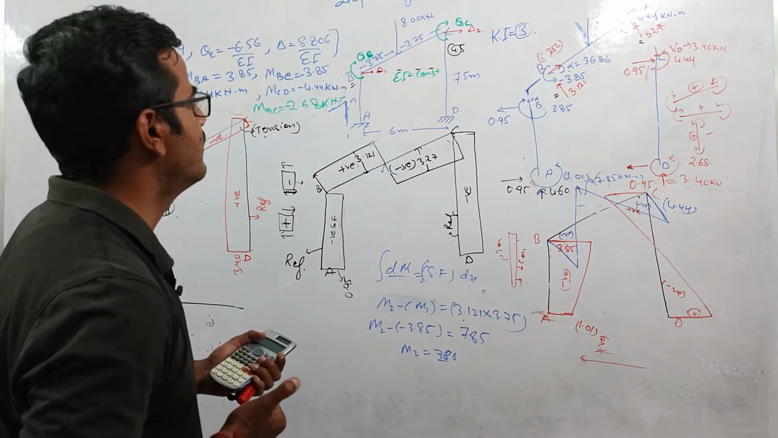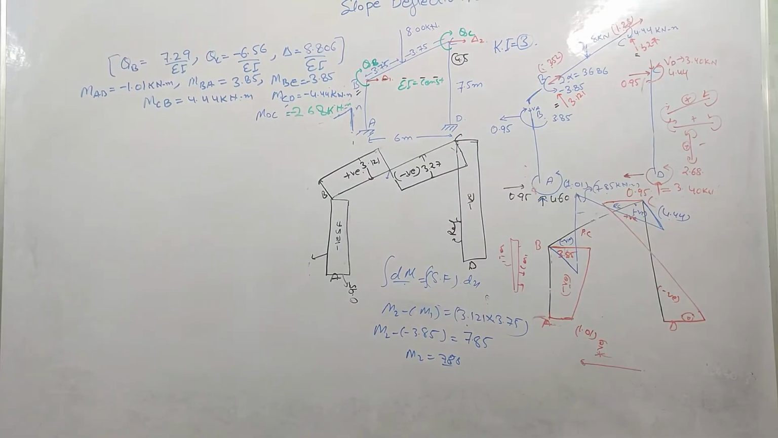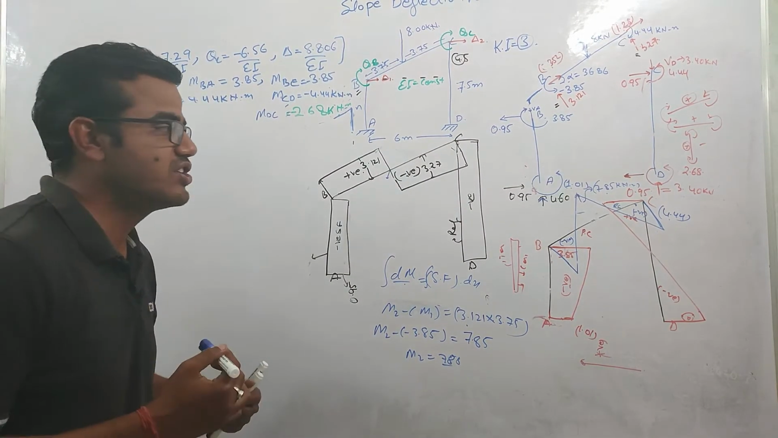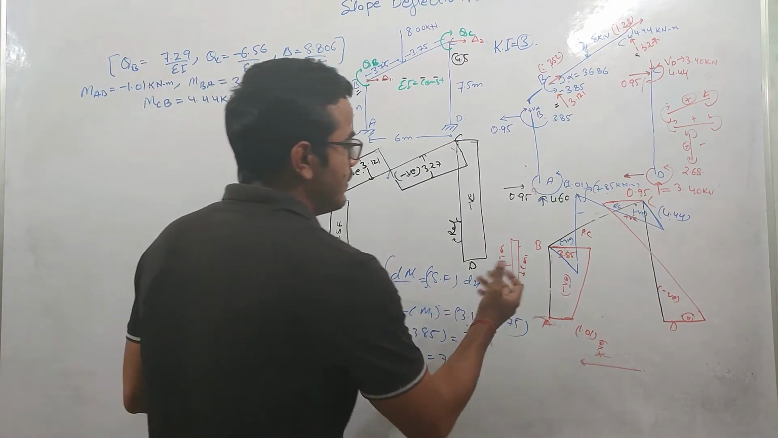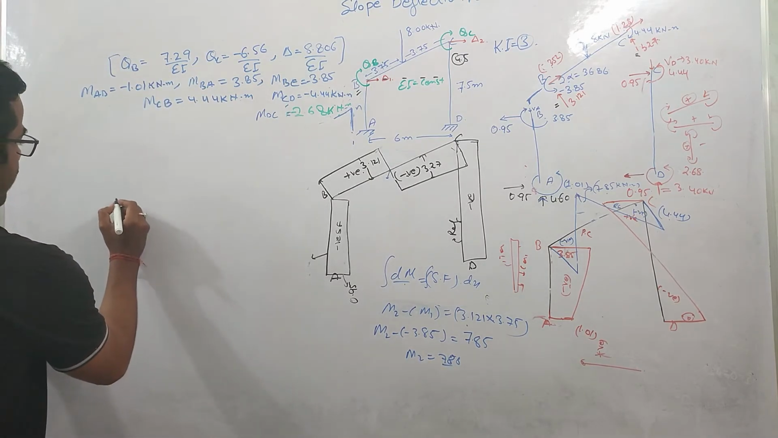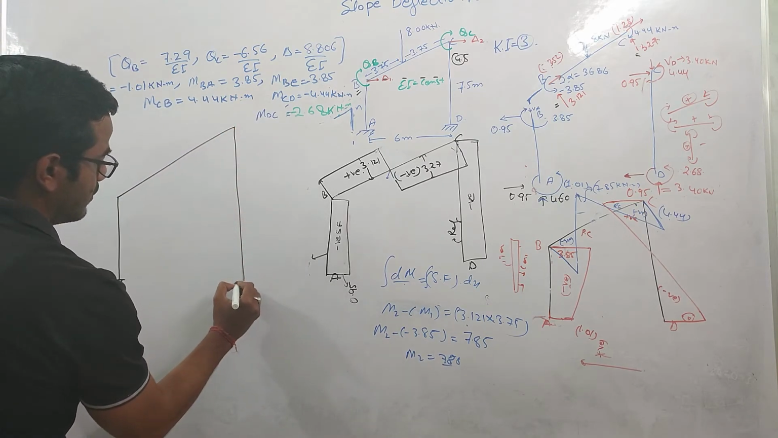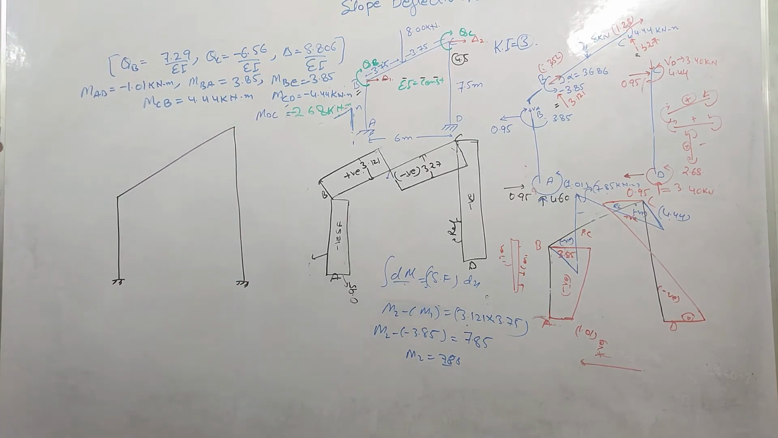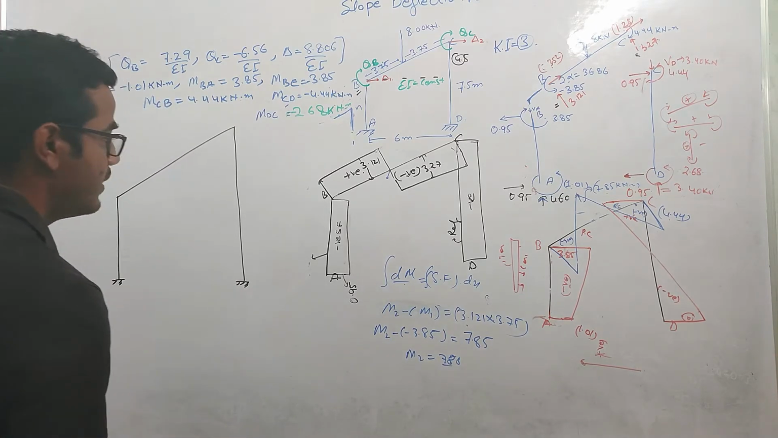Now we'll draw the deflection diagram of this frame structure, how it will deflect. So guys, we need to draw the deflection diagram for this frame structure, right? And the deflection diagram we will draw with the help of the bending moment diagram. So let us first draw the frame structure which is given in the problem. We need to draw basically how it will deflect, right?